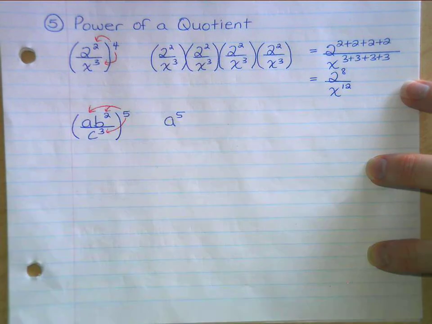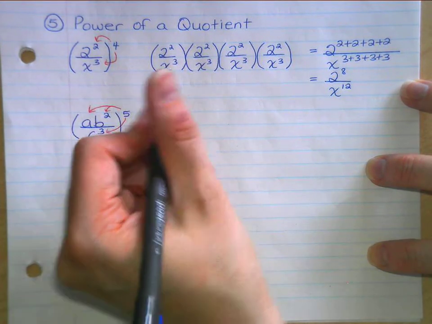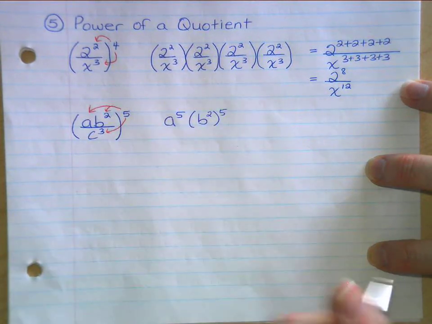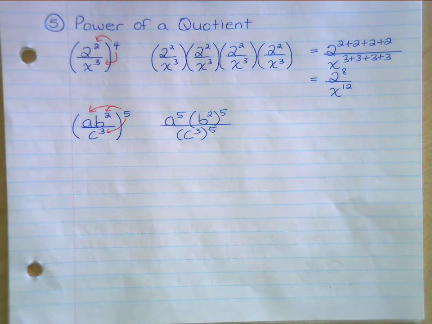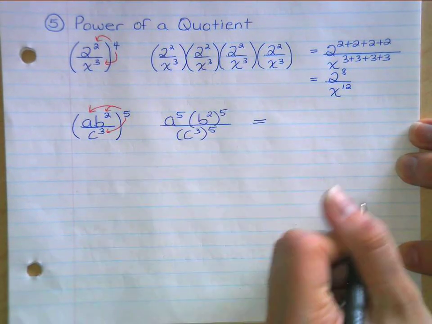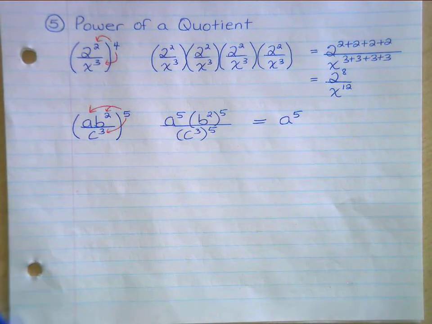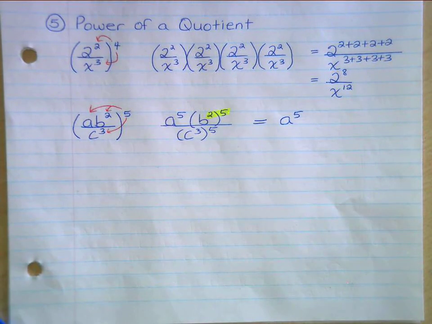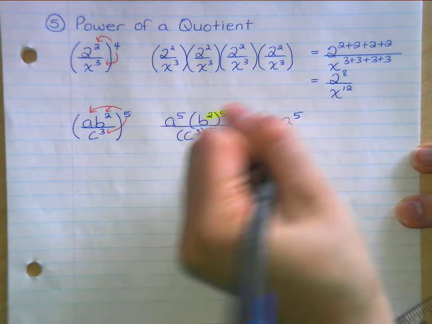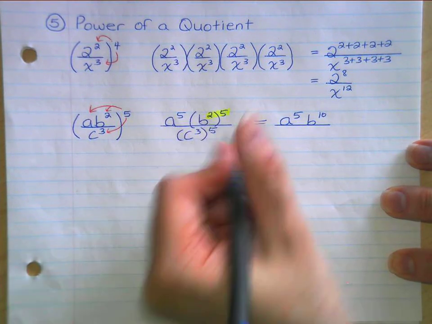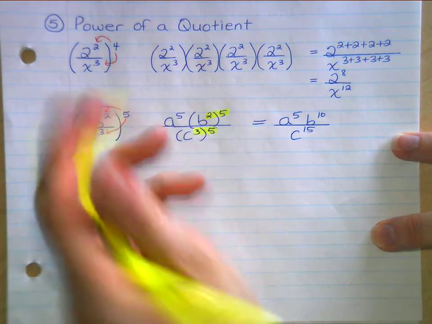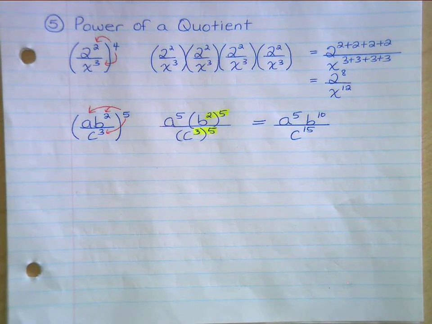So we're going to have a to the 5, because it's like 1 times 5. B squared to the 5, divided by c cubed to the 5. Right, we just take that 5, instead of putting it on the outside, we put it on all the parts on the inside. So we're left with a to the 5. We know that when we have 2 exponents right beside each other on the same base, we just multiply them. So 2 times 5 is b to the 10. And then 3 times 5 is c to the 15. Okay, again, this is just the power of a power rule, but we're using it inside of a bracket.